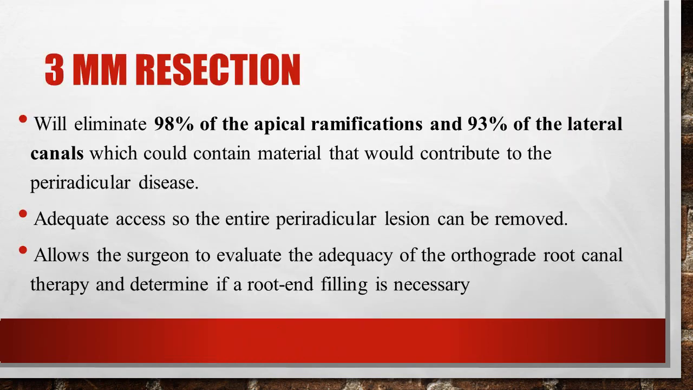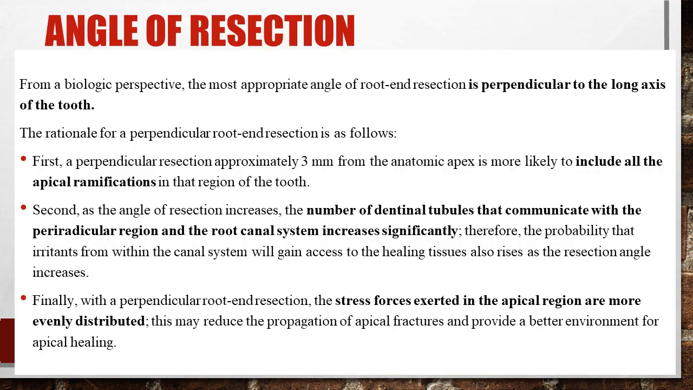So like I said, 3 mm of root resection is done, and it will eliminate the apical ramifications and lateral and accessory canals. And then of course because you are removing 3 mm of the root tip, you actually gain proper access so that the entire lesion can be removed around the root surface. And then of course you can evaluate the orthograde root canal filling which you had performed earlier, that is your gutta percha obturation.